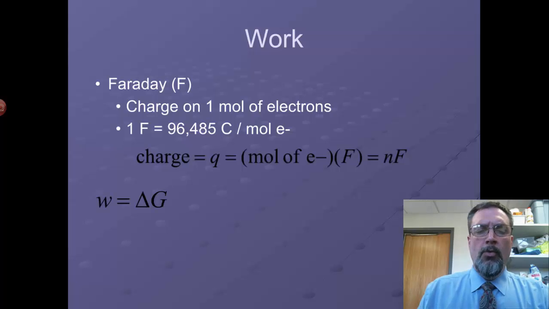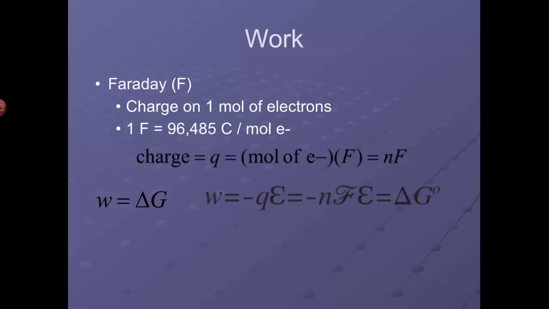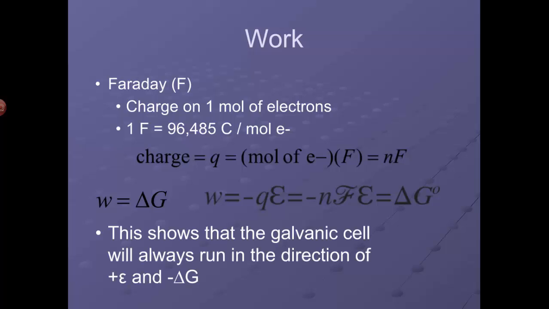Work, remember, is equal to delta G. So work then is equal to negative Q times E cell. We just rearranged the previous equation, which is equal to negative N times the Faraday times E cell, which is equal to delta G standard. So basically what we're saying is that as delta G is negative, E cell will be positive. And that means that the cell is always going to run spontaneously in the direction that gives you a positive E cell or a negative delta G from the last chapter.